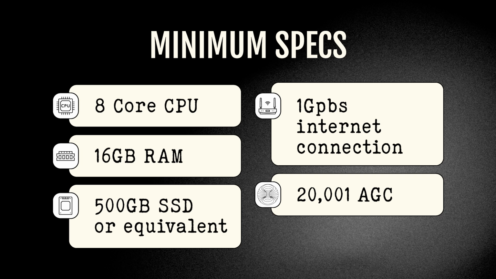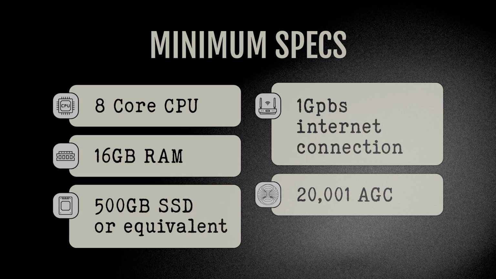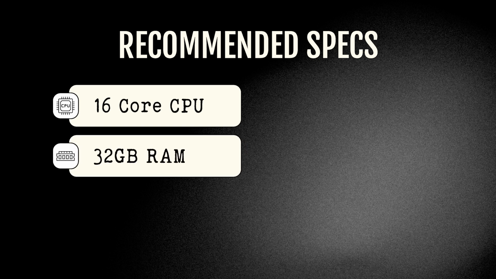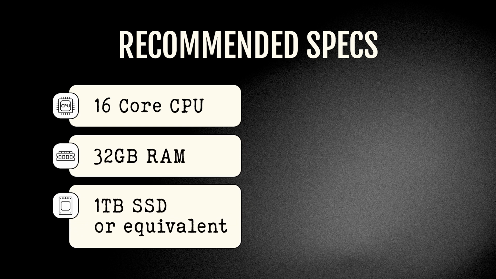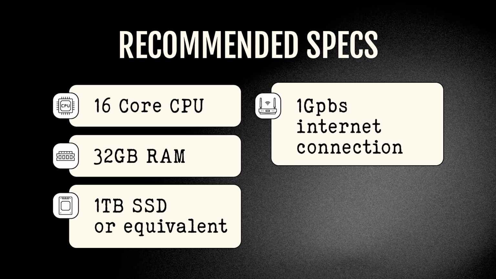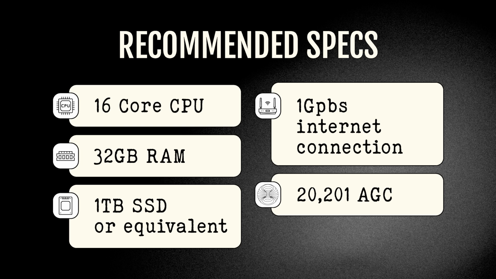While the minimum specs are perfectly fine, if you're considering purchasing a Mini PC that will be more future-proof, better ensure you maintain consensus during peak loads, or potentially open up your options to run a second validator for another network at the same time. The recommended specs are a 16-core CPU, 32 GB of RAM, 1 TB SSD, NVMe or equivalent, and a 1 gigabit per second internet connection with low latency. It's also recommended to have 20,201 AGC as a little extra buffer for potential slashing. We'll cover that later in the video.